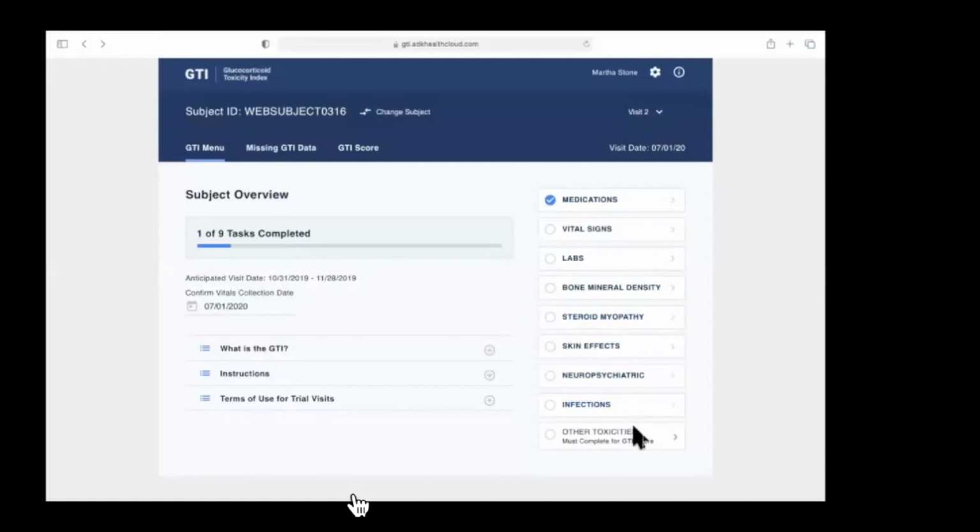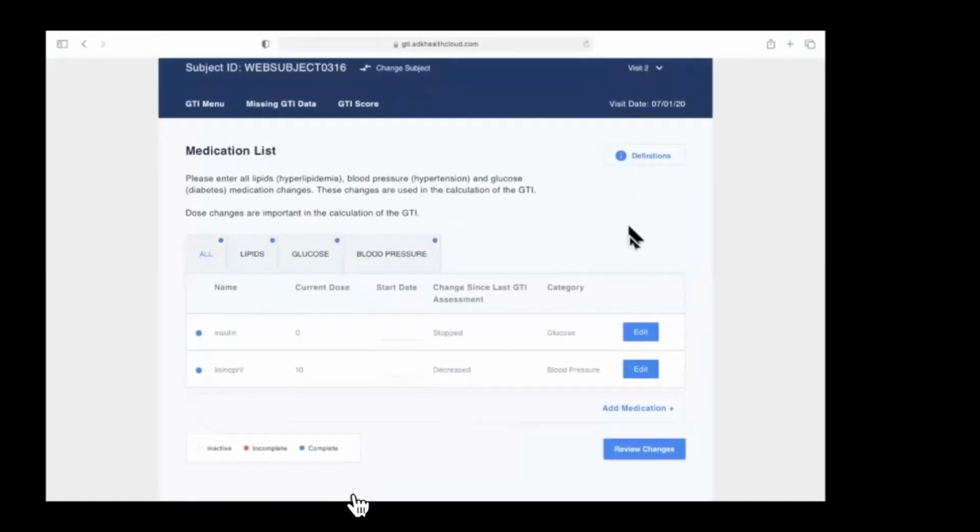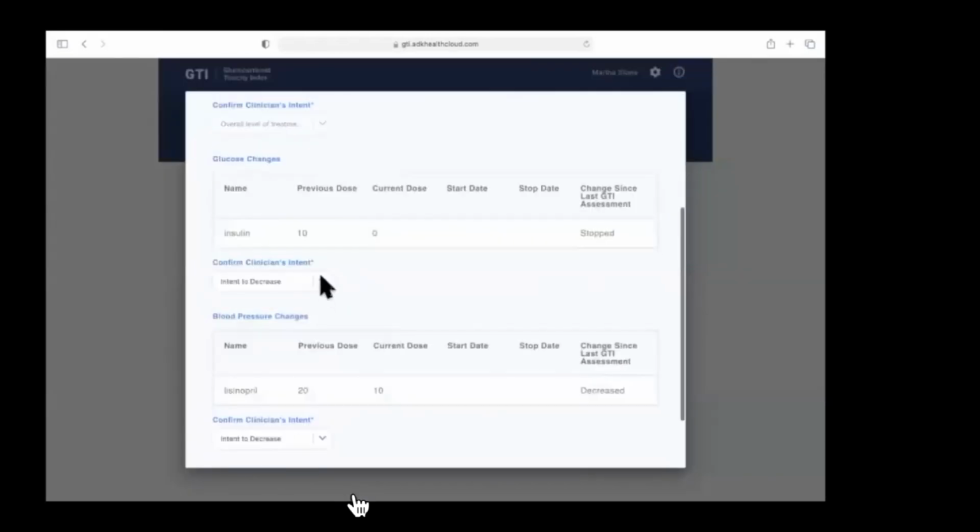So the first thing that happens in a clinical trial visit is the coordinator will update the patient's medications. The patient's baseline medications were already entered. The patient was on insulin, you can see over on the lower left, at baseline. Now, at the first follow-up visit, the patient is off insulin. His glucose metabolism has improved. In addition, his lisinopril, 20 milligrams at baseline, is now 10. So he has had improvements in both of his medications to treat glucose metabolism and to treat blood pressure. Now we confirm that the intention was to decrease both of those.